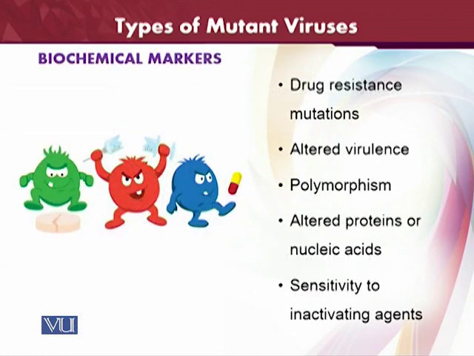First of all are the biochemical markers. Drug resistance mutations. From the drug resistance point of view, it is very important, because I think it was about 1980 when the last antibiotic was produced. After that there has been no new antibiotic. So most human beings are resistant to the drugs, and new drugs are not produced so rapidly.